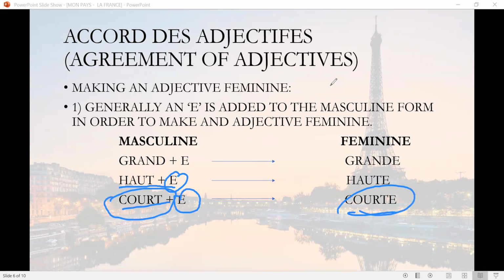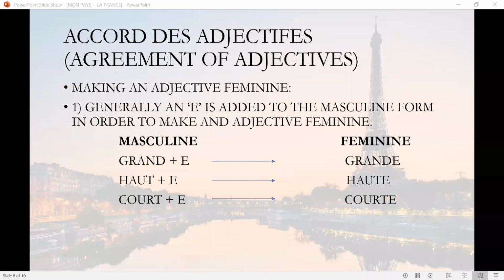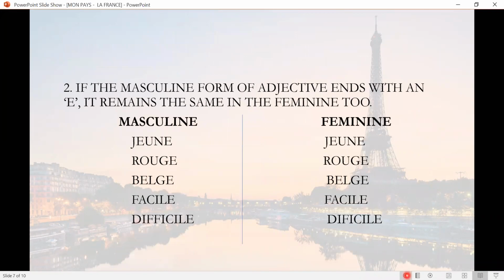So let us go to the next point. Yes, we have the second form, which tells us that if the masculine form of an adjective ends with an e, it remains the same in the feminine too. Meaning if the masculine form is already ending with e and is actually looking like feminine, that word will be the same in the feminine too. Meaning we do not have to add e to it to make it feminine.